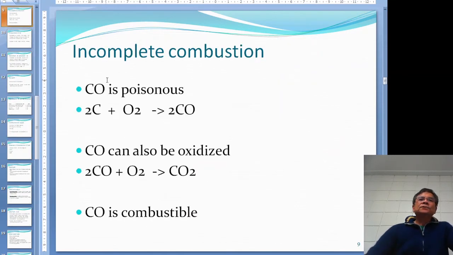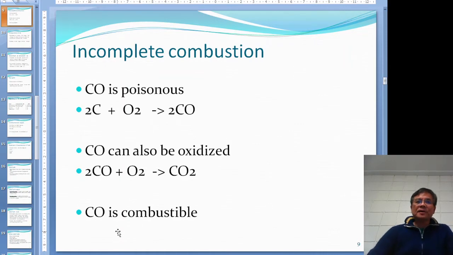Now, CO itself is a fuel. It can be burned, it can produce energy, but it's also poisonous. So if you don't have enough oxygen for the burning process, the result is carbon monoxide. Okay, now, carbon monoxide you can further burn to become CO2.